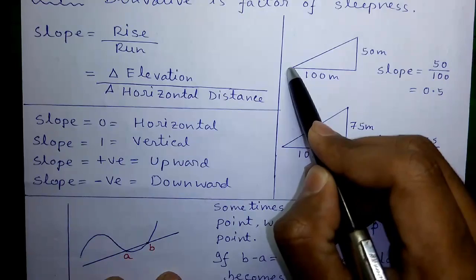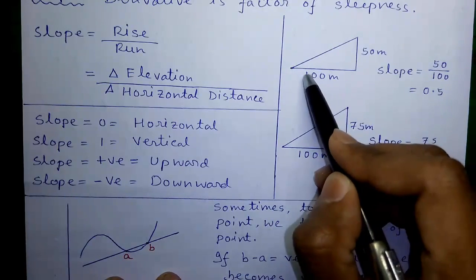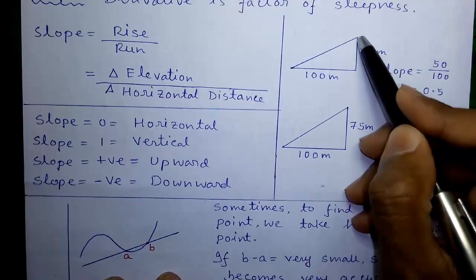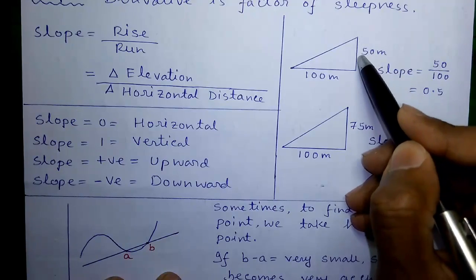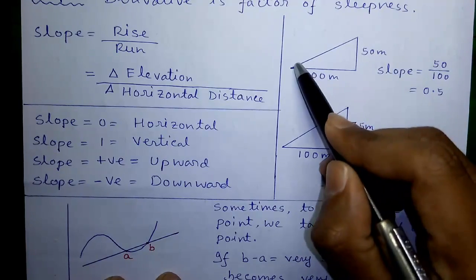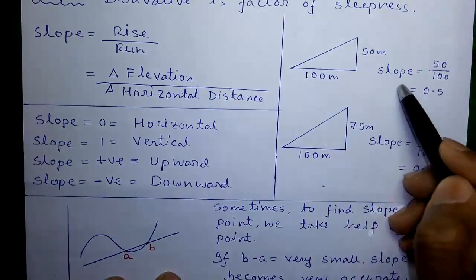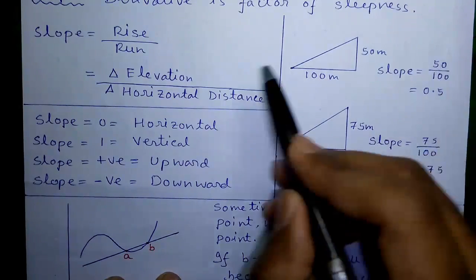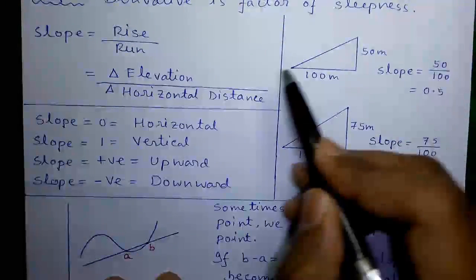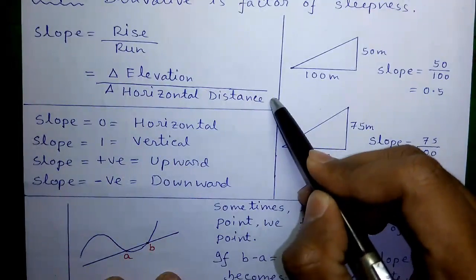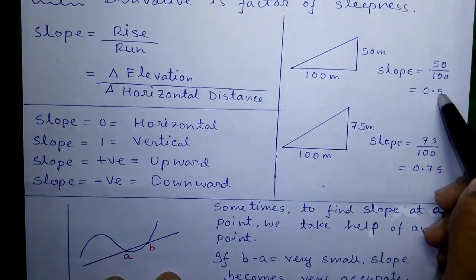Let's say your horizontal distance covered is 100 meters and your vertical distance covered, or your climb, was 50 meters. So the slope of the hill equals 50, that is the change in elevation, divided by 100, that is the change in horizontal distance, equals 0.5.